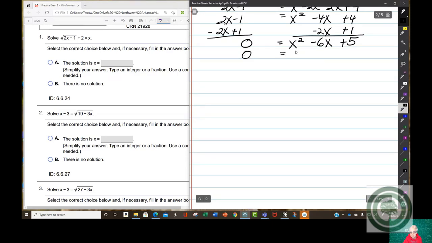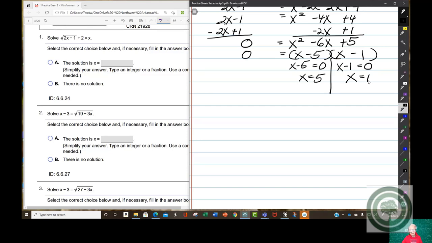And then I solve this. Zero equals x minus 5 times x minus 1. So we'll have x minus 5 equals 0. X minus 1 equals 0. Add 5 to both sides, I get x equals 5. Add 1 to both sides, I get x equals 1. Okay, now we have to check both answers because one of them or both of them could be extraneous.